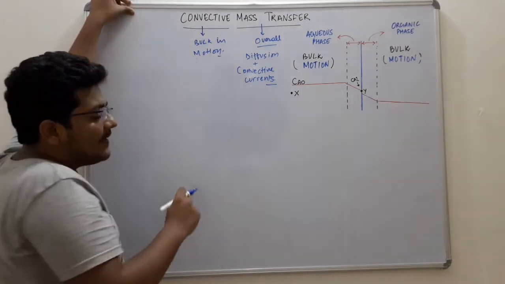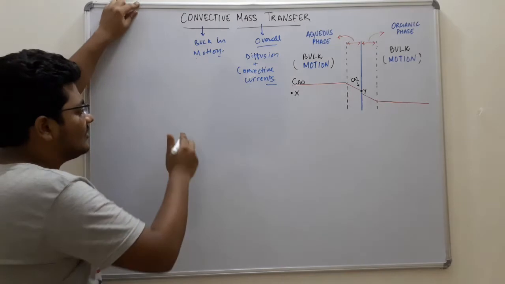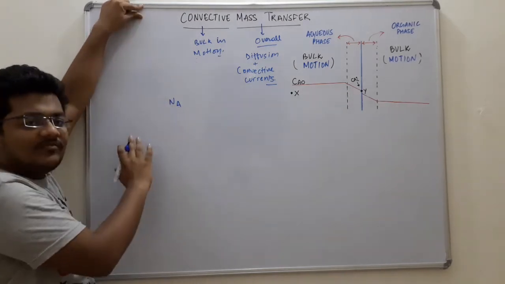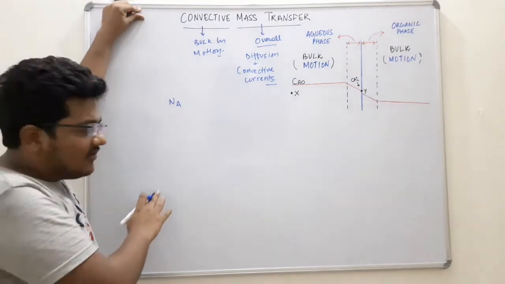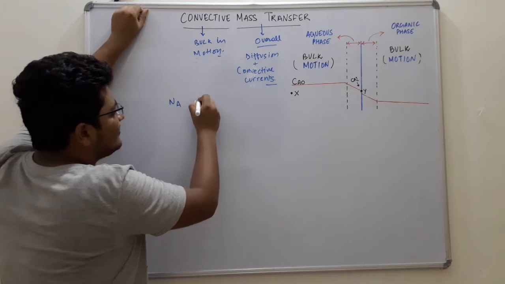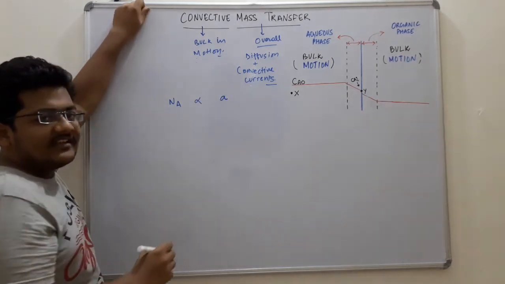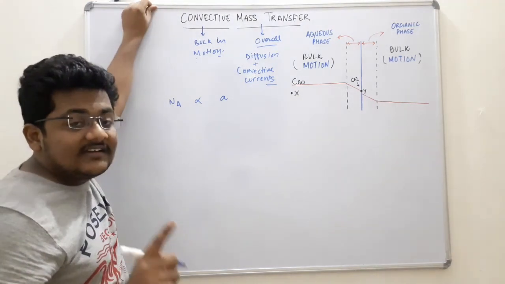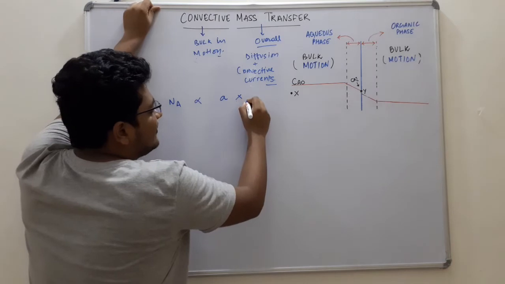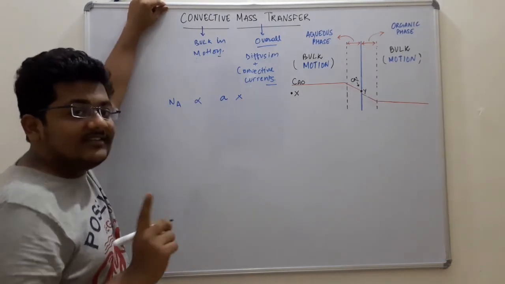And here the rate of mass transfer becomes volumetric rate of mass transfer. Okay, so Na which I have written here is not the same one as we discussed in Fick's law. This is the volumetric mass transfer. The volumetric rate of mass transfer is directly proportional to specific surface area, not just surface area, multiplied by difference in concentration, not concentration gradient. Okay, so you need to keep these things in mind.